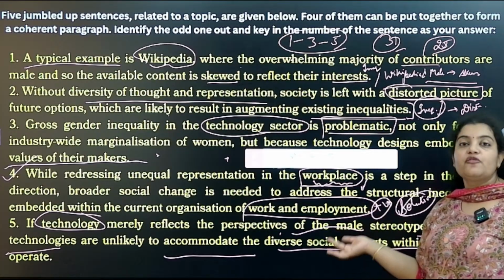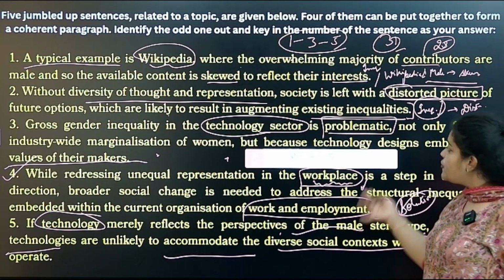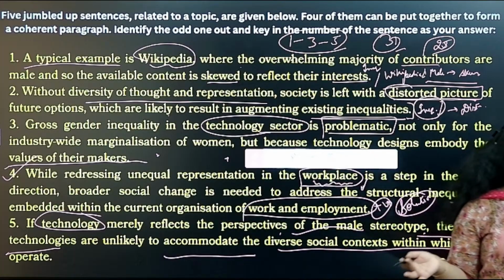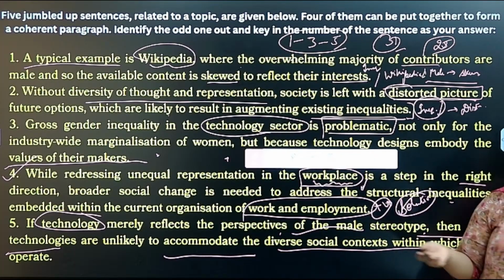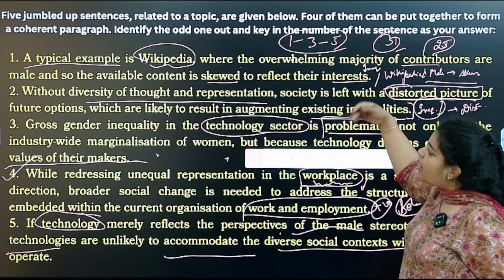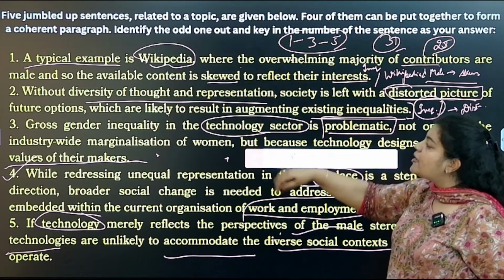So that is the reason that the fourth is an odd one out. I hope you're able to get this question. So for those, yes, the one is an example of two. That's what I've said that the one is, I would say, one is an example of three.